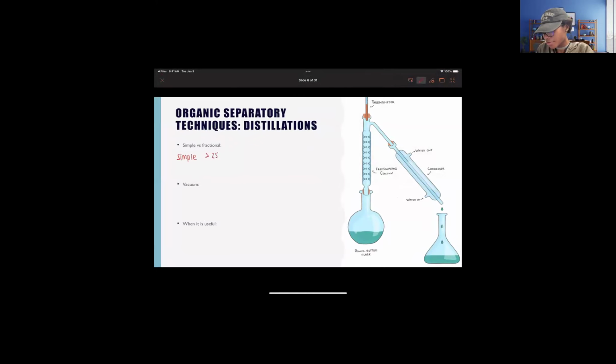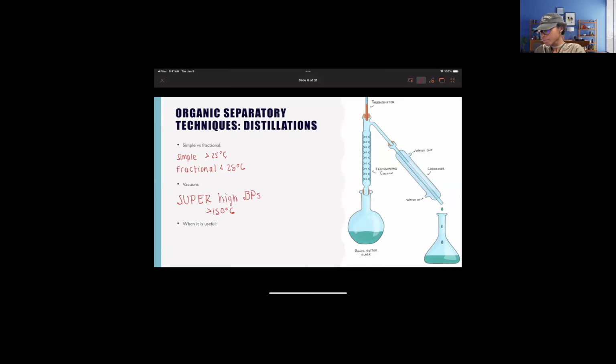Simple, greater than 25 degrees Celsius. Fractional, less than 25 degrees Celsius. And Ryan, you are exactly correct. Vacuum will be for super high boiling points, greater than 150 degrees Celsius, is also a good rule of thumb for when it's useful.